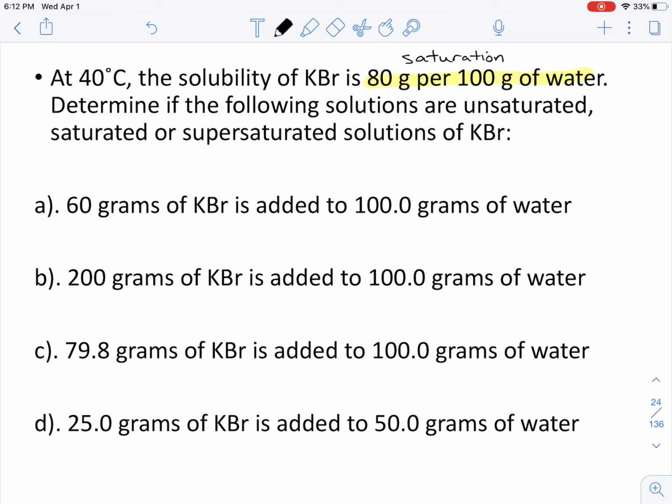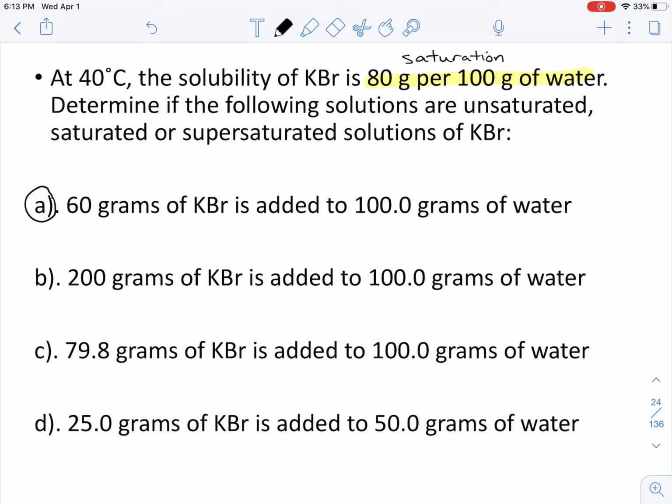So if we have 80 grams of KBr per 100 grams of water, we would say that solution is saturated. So we've reached the maximum amount of solute that can be dissolved in the solvent. And so let's go ahead and look at question A. If you have 60 grams of potassium bromide and you add it to 100 grams of water, would the solution be saturated, unsaturated, or supersaturated? What do you think?